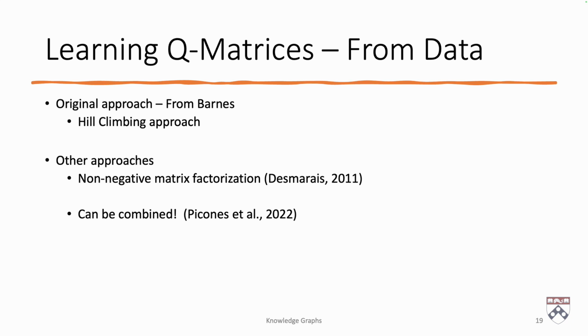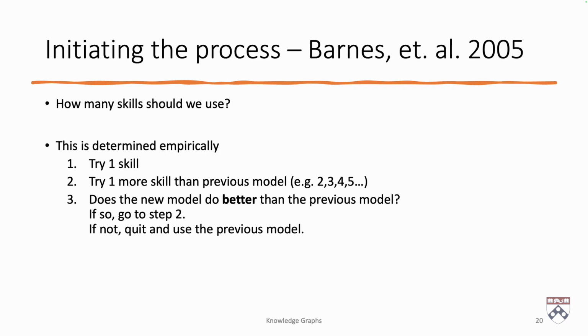Now let's discuss Barnes et al.'s approach. In Barnes et al.'s approach, the key question is, how many skills do we even start with? Because all you have is a list of students or questions and student responses when they were asked those questions, and whether they got the answers right or wrong. The algorithm is very simple.